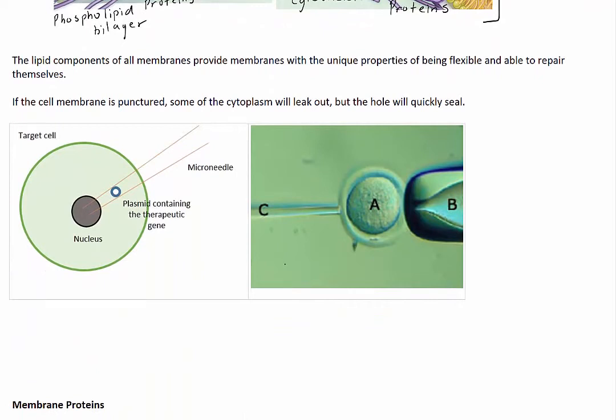The lipid component of membranes provides them with a unique property of being able to be flexible, but also to repair themselves. This allows cells to change shape and grow. Additionally, if the cell membrane is punctured, some of the cytoplasm will leak out, but the hole will quickly seal itself. And biotechnological procedures make use of this property when the inside of the cell needs to be accessed.